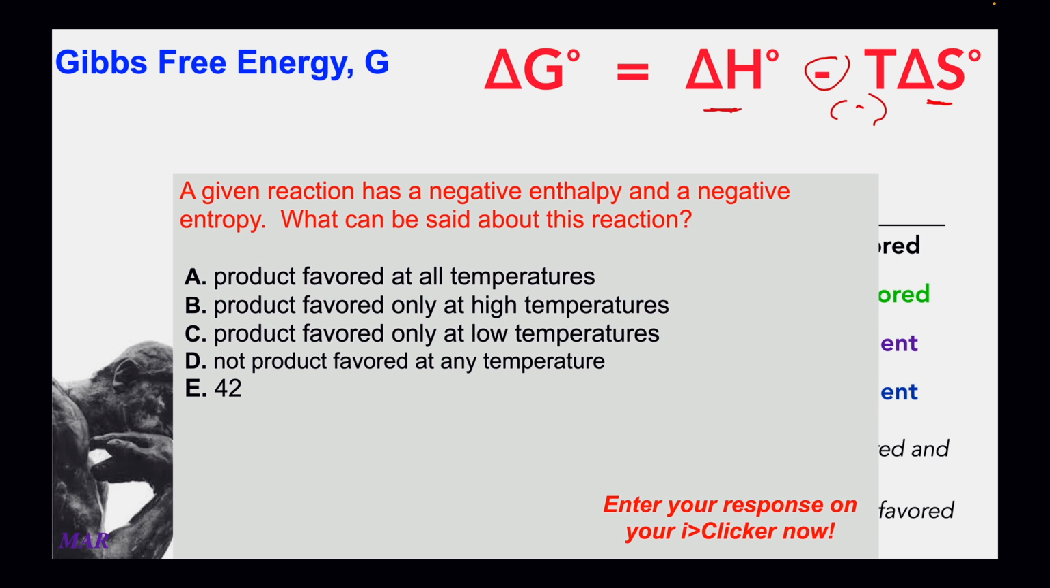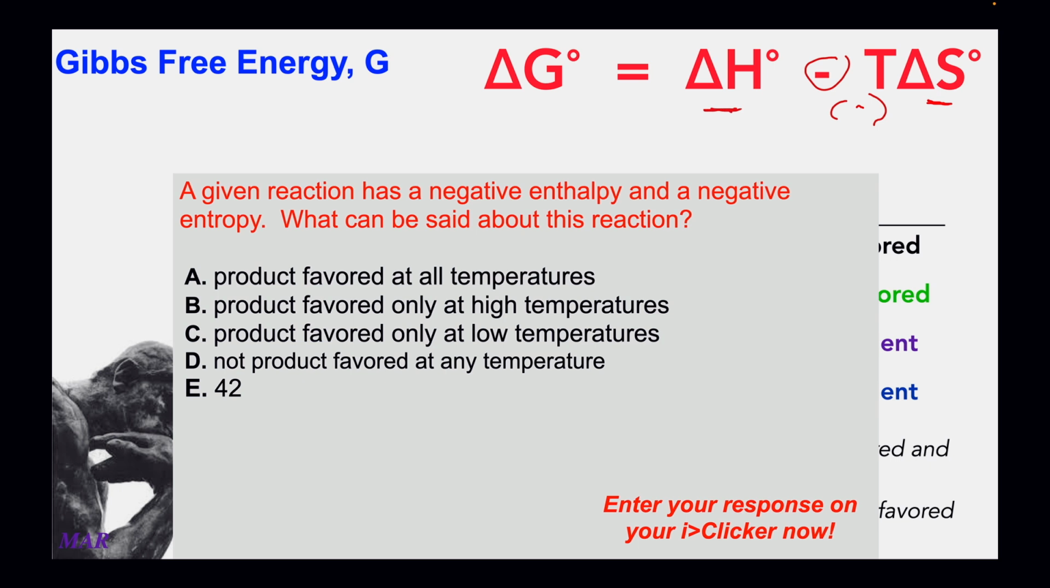So what we have here is a temperature dependent situation. Notice that both delta H and delta S have the same sign. They're both negative. And if they're both negative, or if they're both positive, that means temperature is going to play a factor. Now in this case, entropy is negative, and so if the temperature is big enough, then negative T delta S will overpower delta H. So at higher temperatures, this reaction will have a positive delta G.